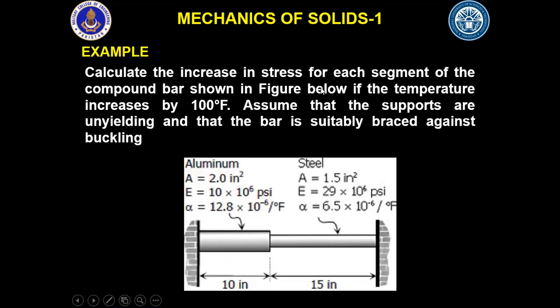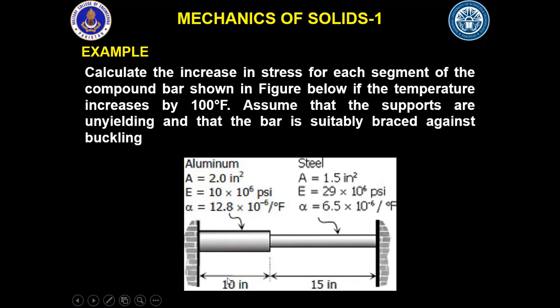Calculate the increase in stress for each segment of the compound bar as shown in the figure below if the temperature increases by 100 degree Fahrenheit. There is a compound bar, one is this one and the other portion is this one. This is the aluminum bar, this is the steel bar. The cross-sectional area for this aluminum bar is 2 square inches. The modulus of elasticity is 10 to the power 6 psi, and the coefficient of thermal expansion is this much. Similarly, the descriptions are given for the steel portion as well.